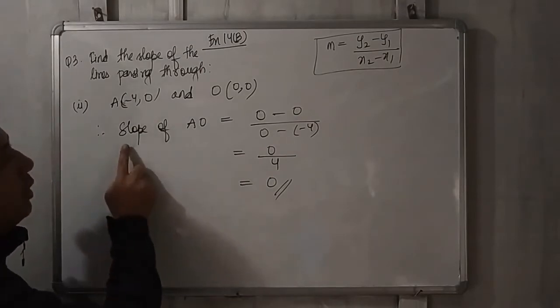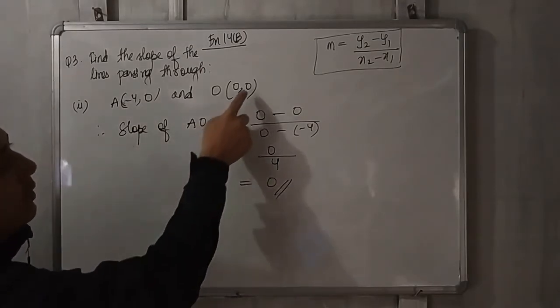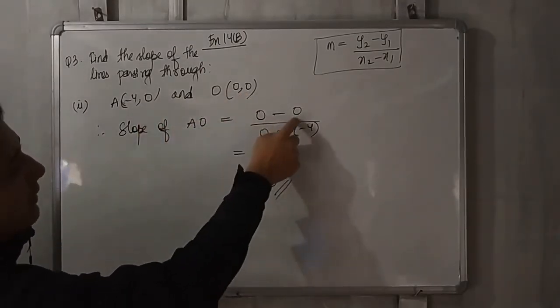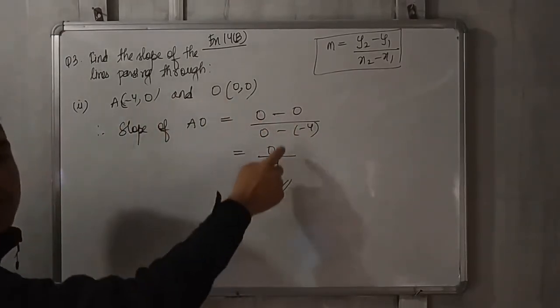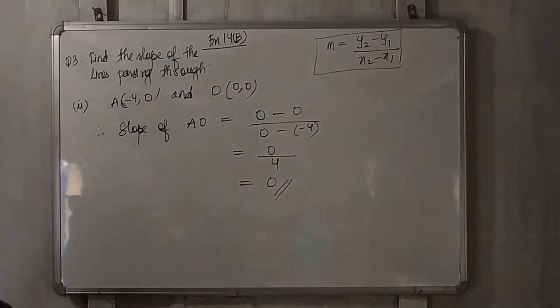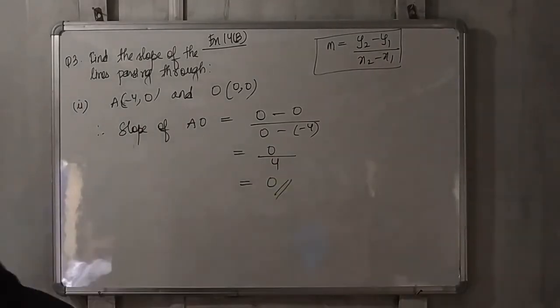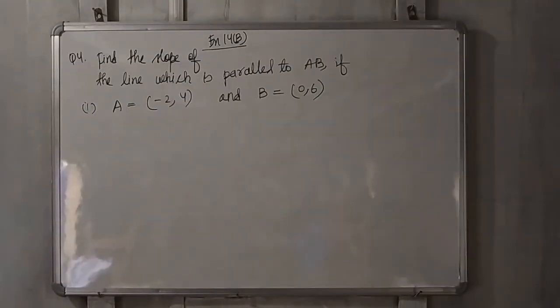Okay, so slope of A, the formula again same. y2 minus y1, 0 minus 0 divided by 0 minus of minus 4, that will be 0 by 4, but 0 by 4 is again 0. So hence the slope of this straight line AO is 0. So please pause the video, note it down.